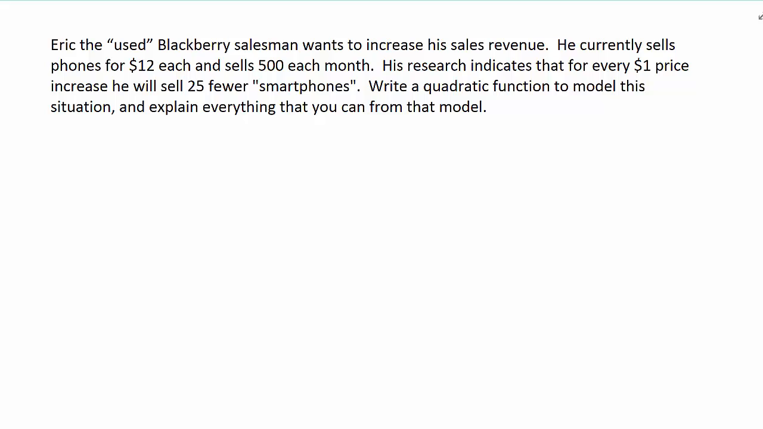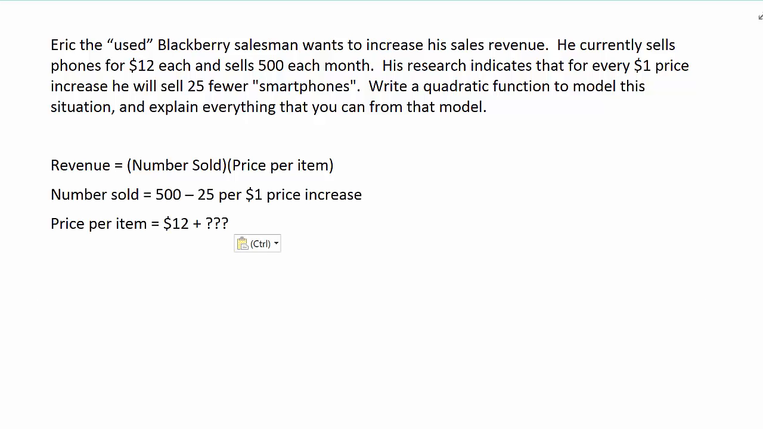The first question, what is revenue? Well, revenue is the total amount of income generated. Revenue is the number of items sold times the price per item. And we can say that the number sold is 500 minus 25 for every $1 price increase. And his price per item is 12 plus, well, an as yet unspecified amount. But we know that his intent is to raise the price in $1 increments.